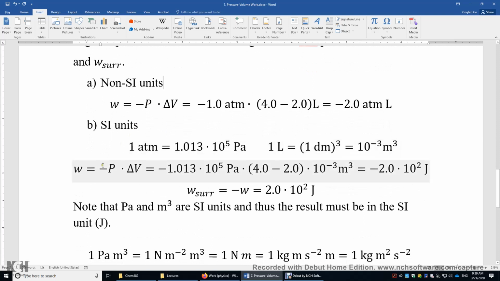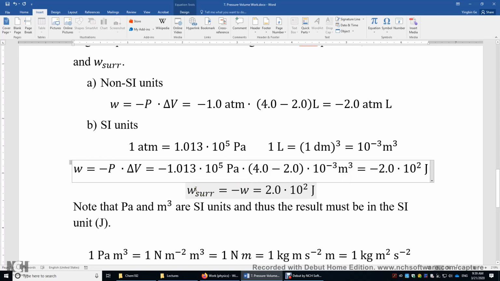So now let's compute the amount of work again. It's negative P times delta V. We plug in the pressure in the SI unit. We plug in the volume change in the SI unit. The result is negative 200 joules.